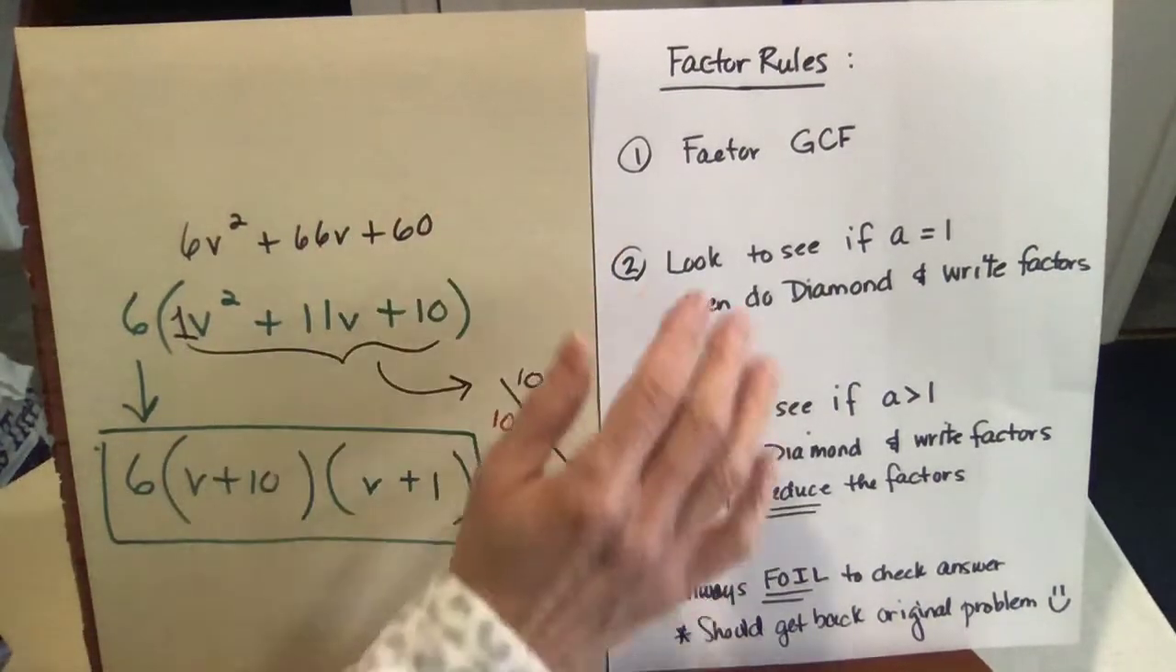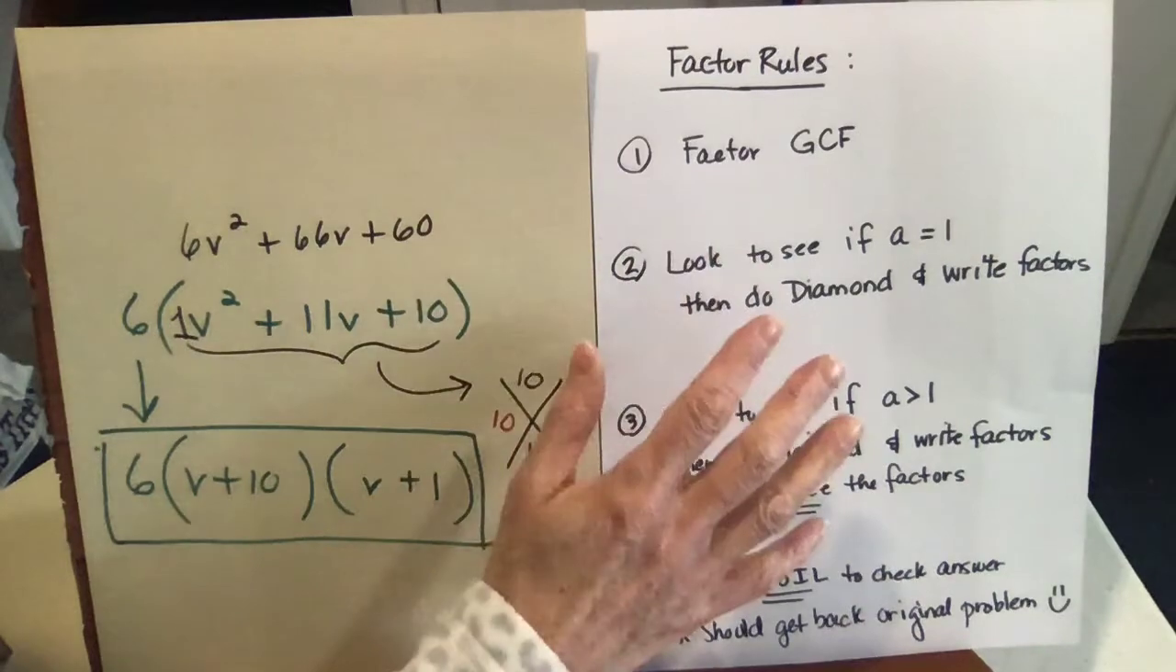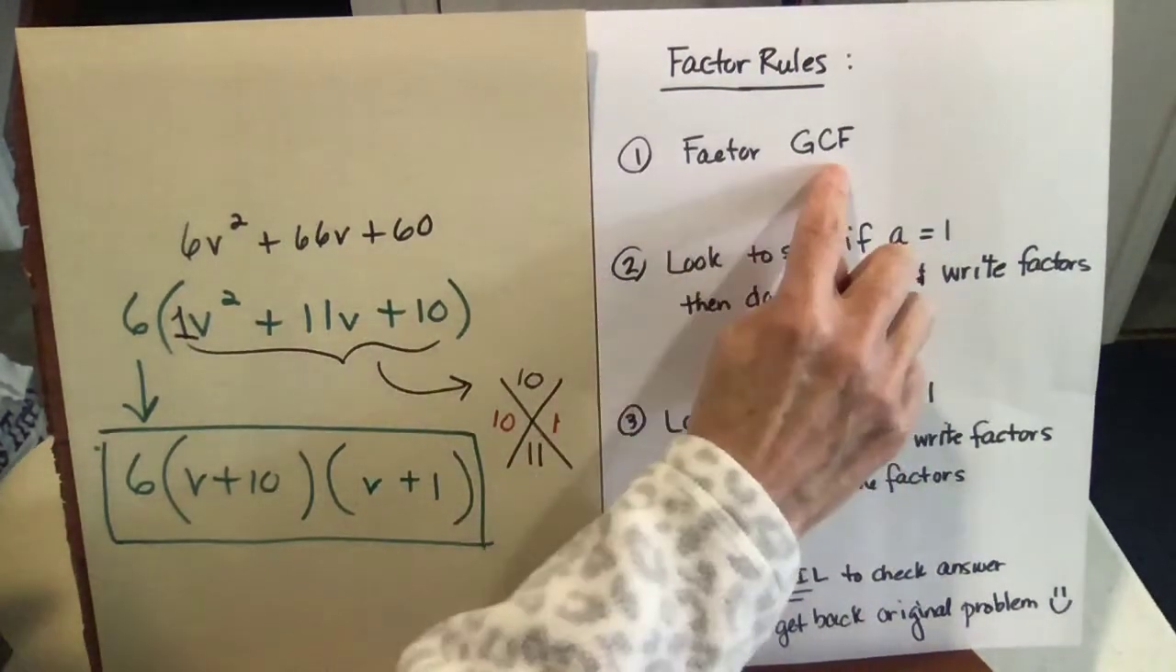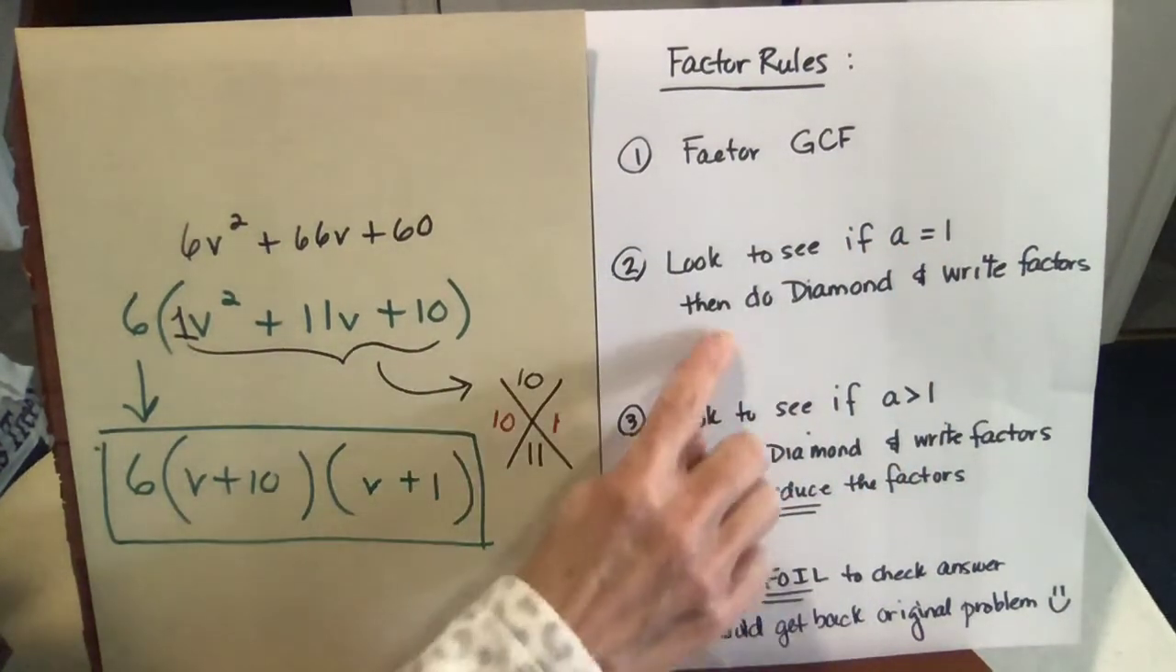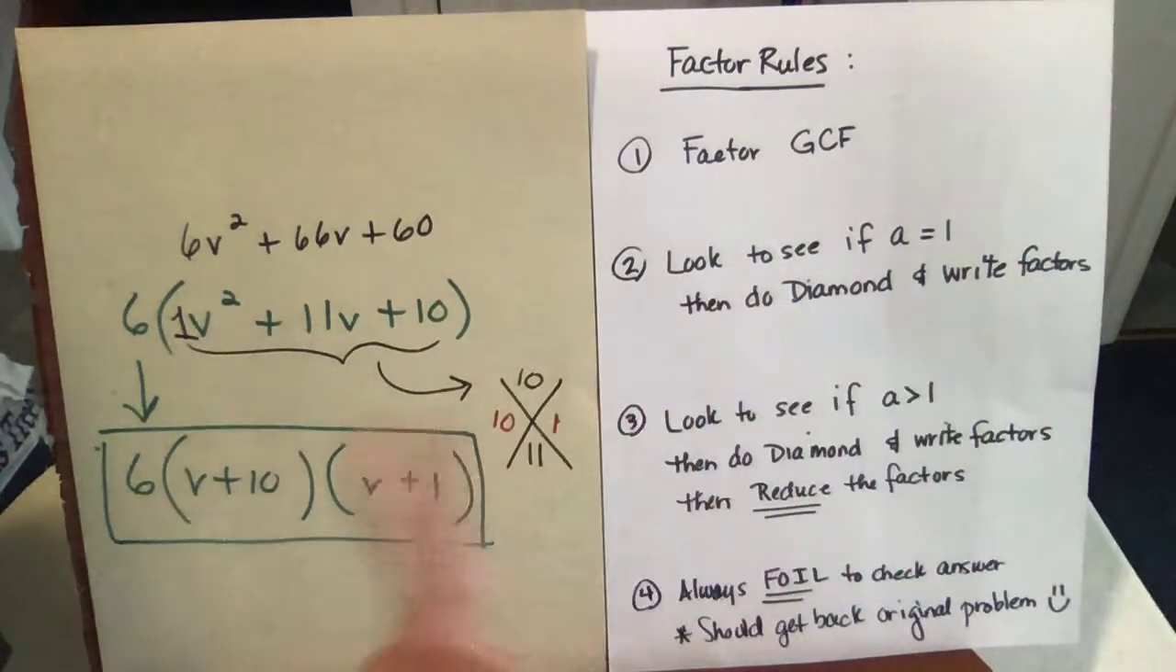So running through, finding how to factor a trinomial where a is equal to 1, always look for a GCF first, and if there is none, resort to your diamond, and then write your factors from your diamond.